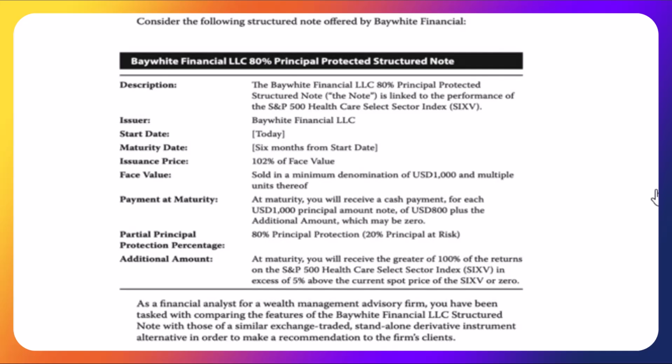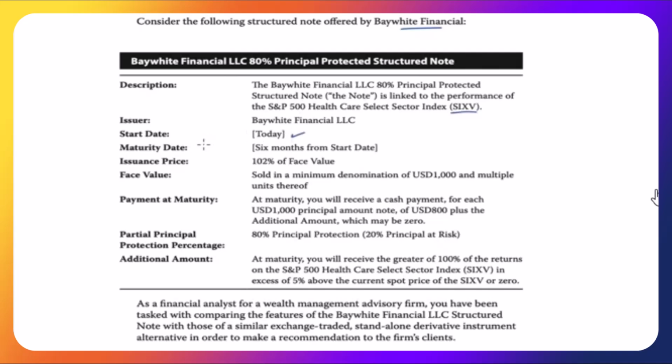Our questions are based on this narrative here. Let's see what we have. Consider the following structured note offered by Bay White Financial. What do we got here? An 80% principal protected structured note is linked to the performance of the S&P 500 Healthcare Sector Index.